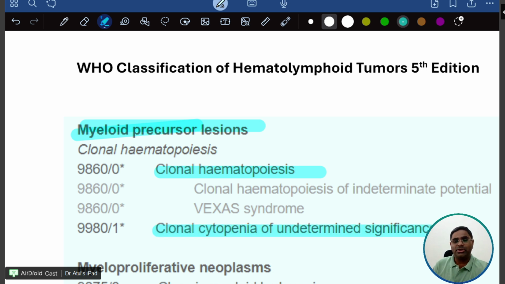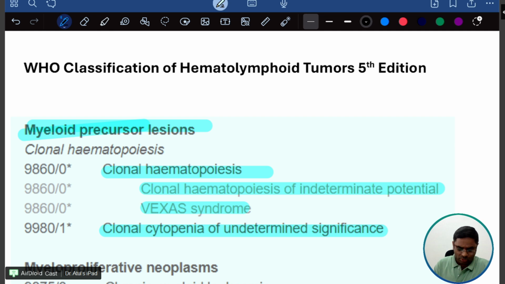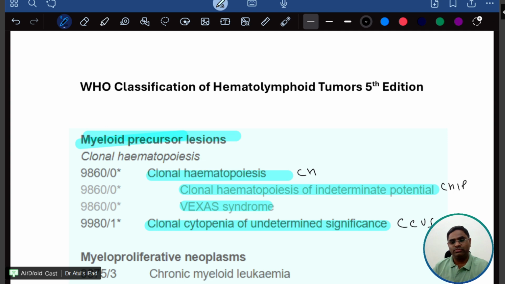In the heading clonal hematopoiesis, as you can see, there are two subcategories. One is clonal hematopoiesis of indeterminate potential and another one is Vexas syndrome. Now these terms, clonal hematopoiesis is everywhere written in short as CH. Next one is clonal hematopoiesis of indeterminate potential. It is named as CHIP. And lastly, clonal cytopenia of undetermined significance. It is named as CCUS. So now let us go through each one of these one by one.